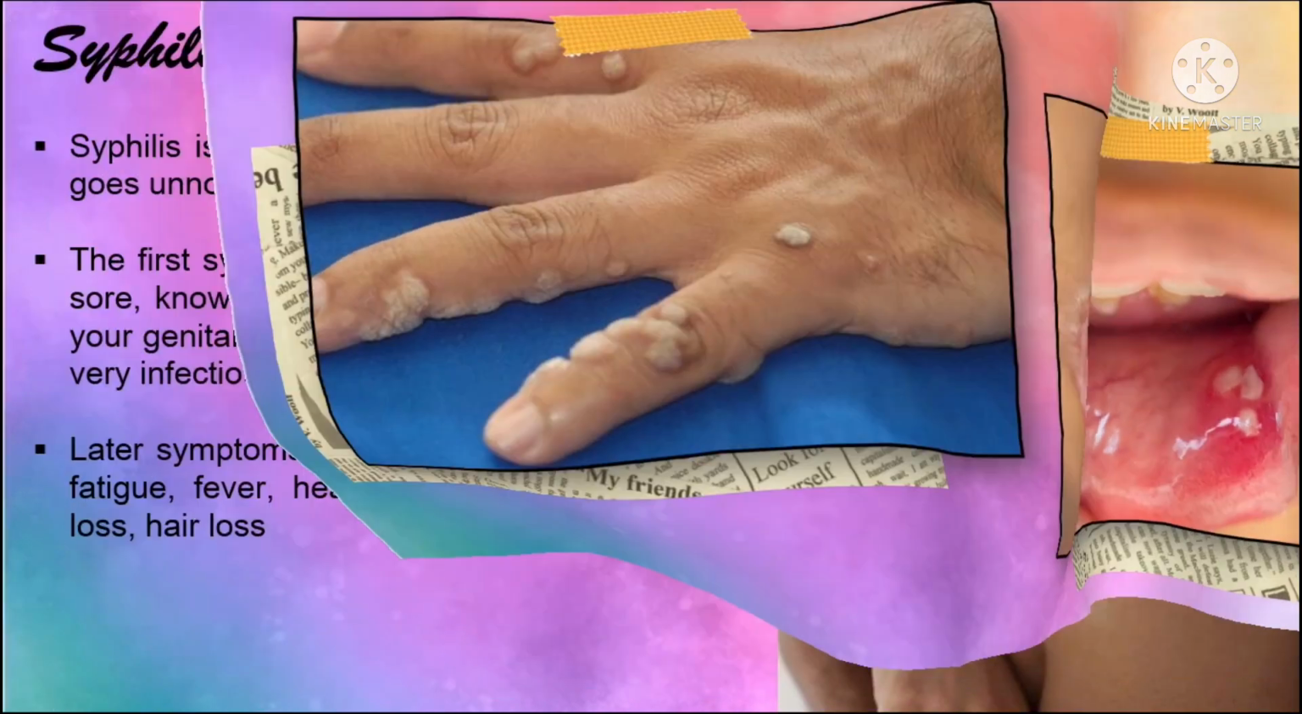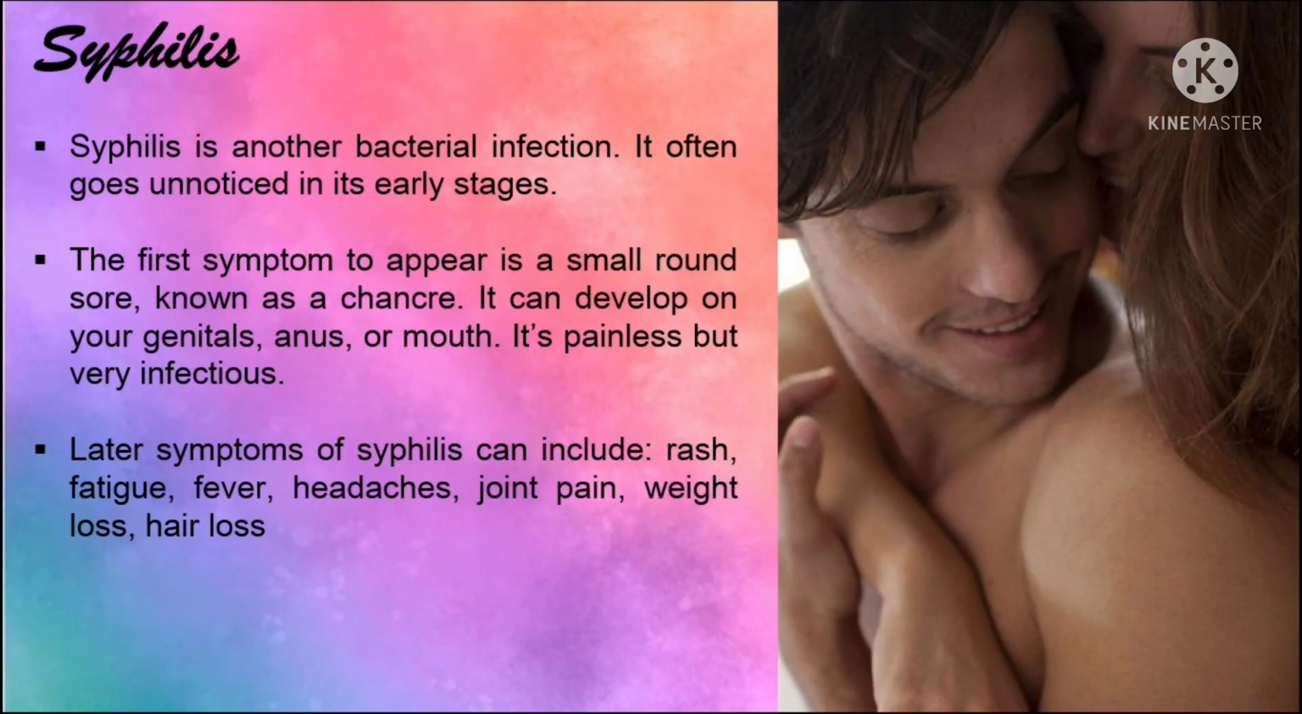What's next? We have syphilis. Okay, so syphilis is another bacterial infection. It often goes unnoticed in its early stages. The first symptom to appear is a small round sore known as a chancre. It can develop on your genitals, anus, or mouth. It's painless but very infectious. Later, symptoms of syphilis can include rash, fatigue, fever, headaches, joint pain, weight loss, and hair loss.